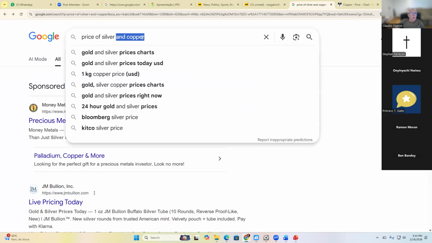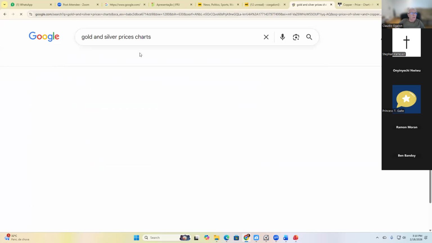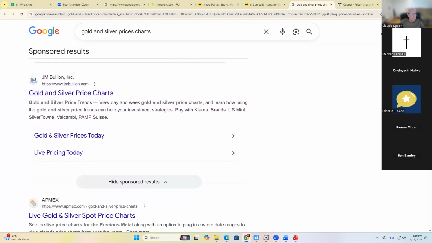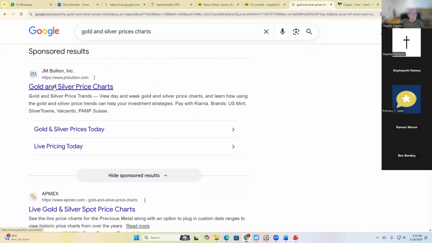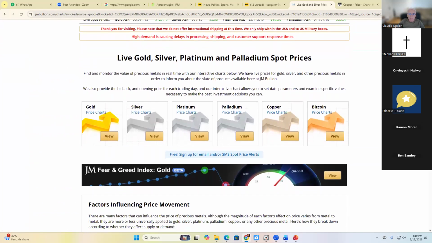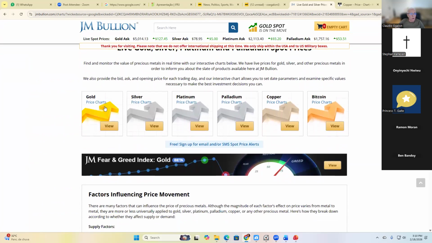Price of silver. Gold and silver price charts. Let's take a look here. Precious metal exchange, gold and silver price charts. Let's see if this one is a good one. JM Bullion. Okay, here you go. They have all the gold, silver, platinum, palladium. They are all metals, they're all good conductors. Bitcoin is not, right? Forget about Bitcoin.